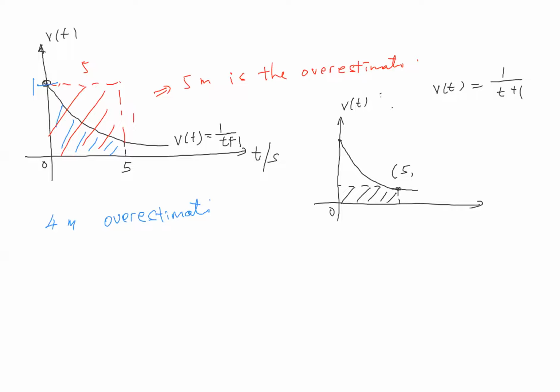Ashwinder. So can you tell me, what is the velocity when t equals 5? Yeah, 1 over 6. All right, so it's 1 over 6. So I will get an underestimate, which is 5 times 1 over 6, so which is 5 over 6 meter.